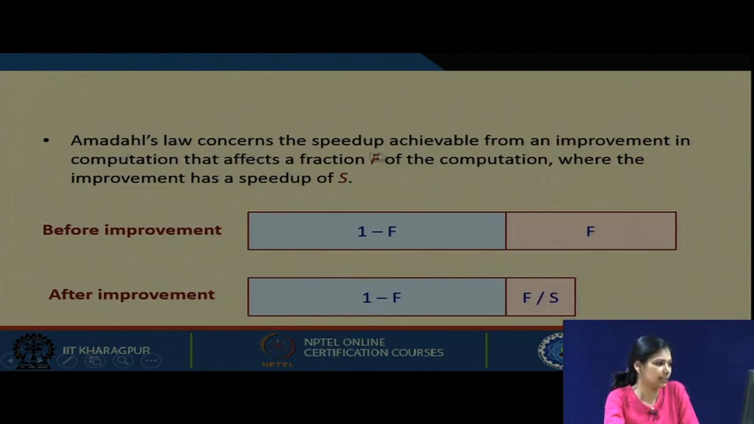So Amdahl's law concerns the speed up achievable from an improvement in computation that affects a fraction f of the computation, where the improvement has a speed up of s. On this fraction f, we have an improvement of s. This is the f portion and this is 1 minus f. For 1 minus f there will be no change, and we can only have a speed up of s on the fractional portion f. So if you reduce this, it will become f by s. Earlier it was taking this much time and now it is taking this much time, so after improvement we can execute the same task in this fraction of the time.